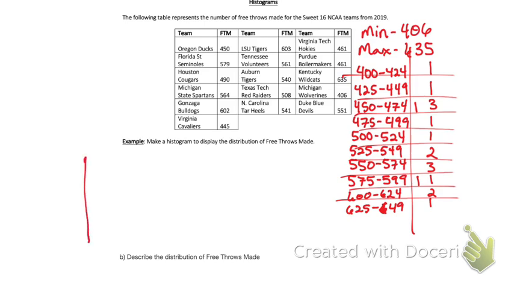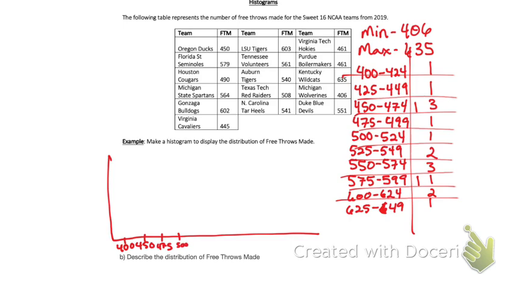Here we go. Let's make our histogram. Whee! Oh, that was terrible. Okay. All right, 400, 450, 475, 500, 525, 550, 575, 600, 625, 650. Okay, cool. 1, 2, 3. 1, 2, 3.